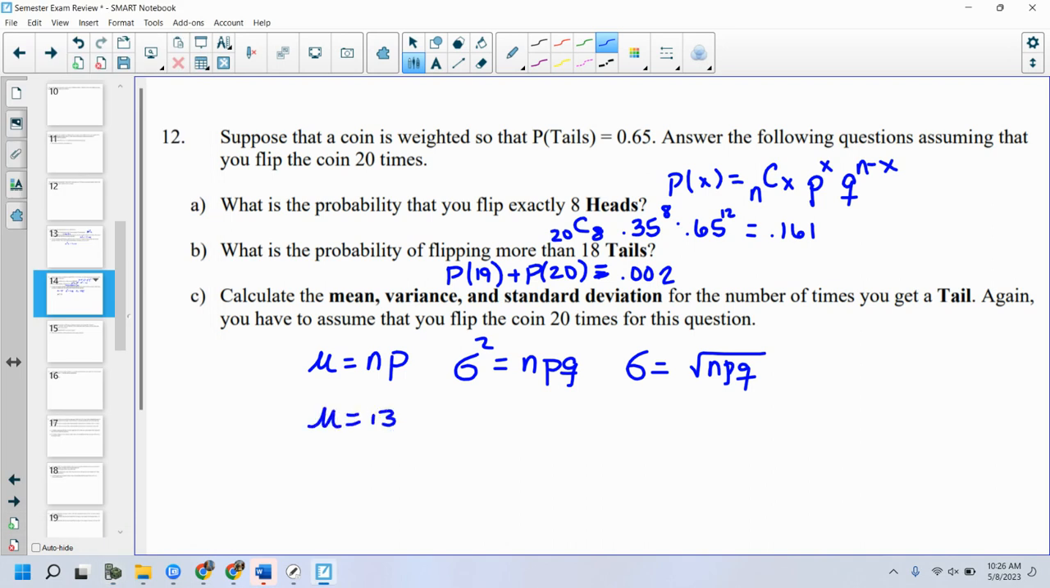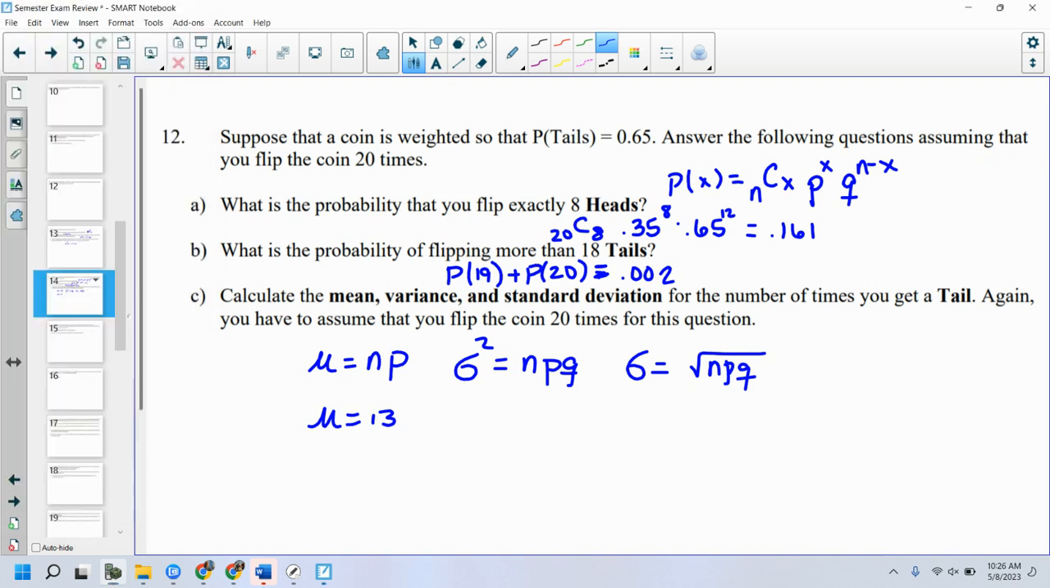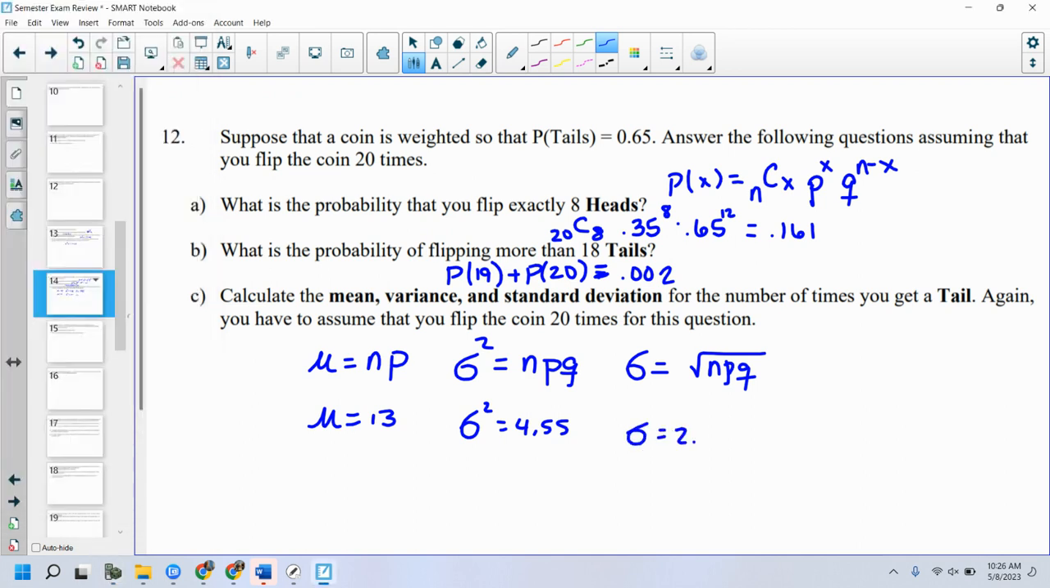Okay. So I take n times p times q, and that's my variance. So n times p times q, 0.35, 4.55. And I square root that, 2.13. Questions there? All right, let's keep it rolling.